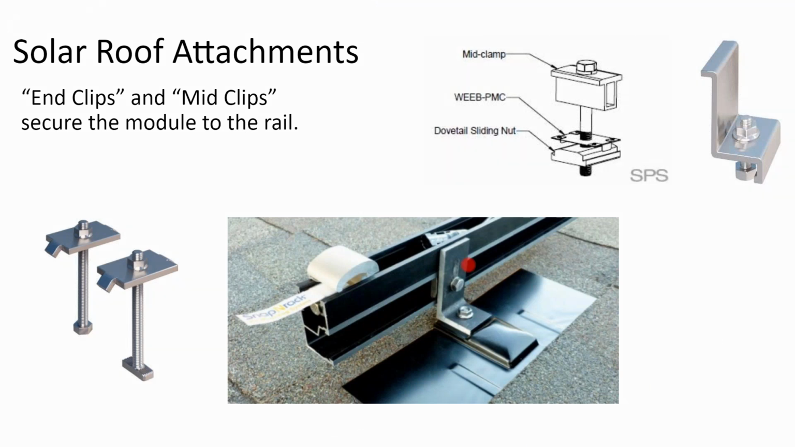Once you have your flashed attachment, there is what's called an L foot, because it's shaped like an L, that gets lag screwed through the flashing, and then there's a side channel in the rail for the L foot to attach to. At that point, you have a rail, and there are custom clamps, and they all do the same thing. There are slight nuances from manufacturer A to manufacturer B, but there are end clamps that go at the end of the rack, and then there are mid clamps that go between two solar panels. So this is a mid clamp.